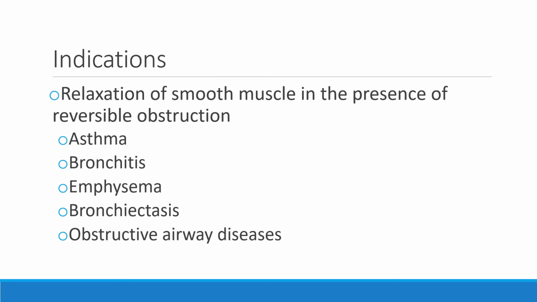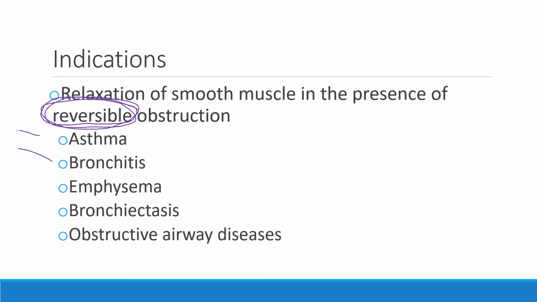So what are some indications, right? This is a good thing to know, a good slide. Relaxation of smooth muscle in the presence of a reversible obstruction. Notice I'm circling the word reversible there. So your indications for giving a sympathomimetic would be reversible smooth muscle obstruction. So where do we see this, right? We see it with asthma. We see it with bronchitis.